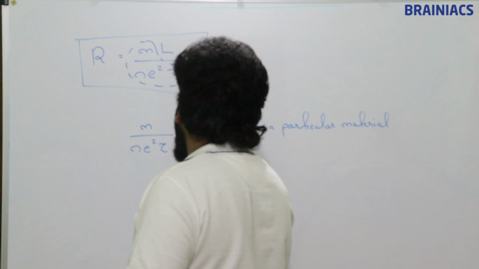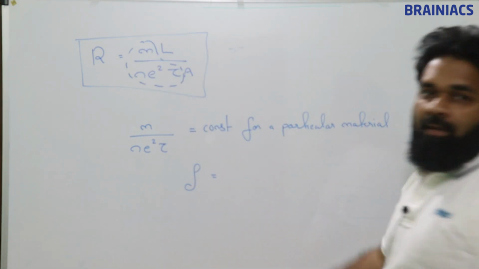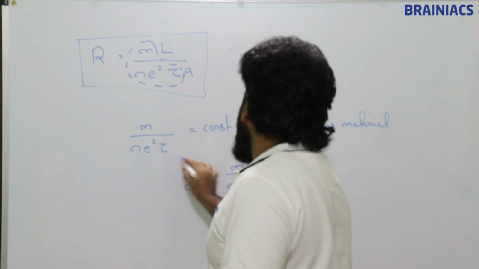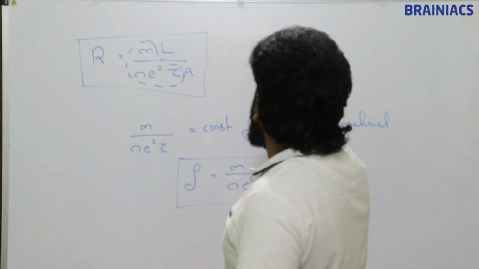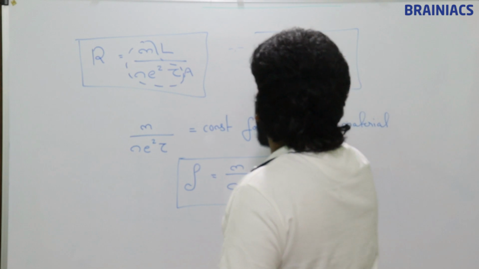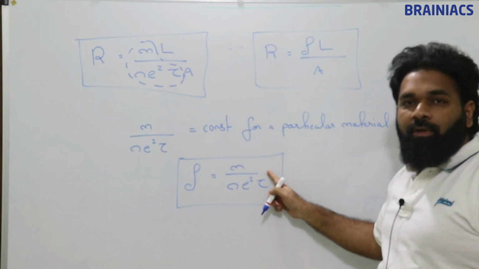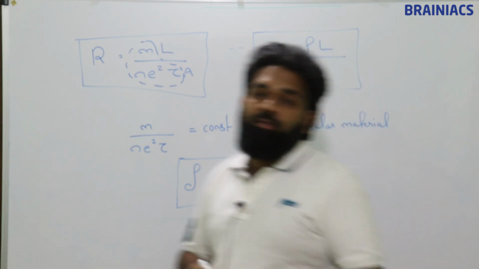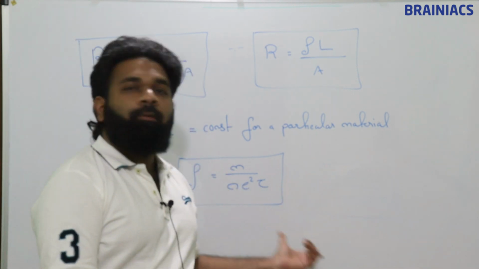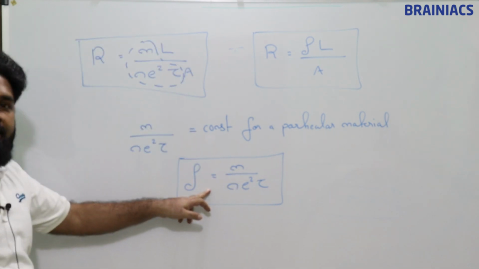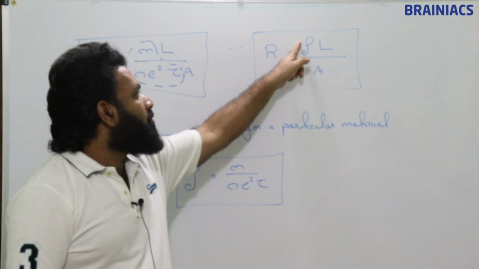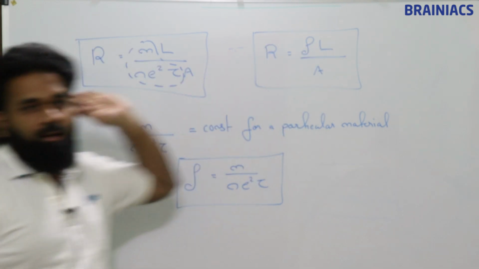So this constant we named as resistivity. So resistivity is m by n e square tau. Resistivity. So resistance becomes rho L divided by A, where resistivity is the property of a material. So resistivity is constant for a particular material. Resistivity for copper will be one, resistivity for gold will be another one, resistivity for steel is another one. So this is what is resistivity. This is constant for a material, and resistance will vary according to change in material, change in length, change in area.